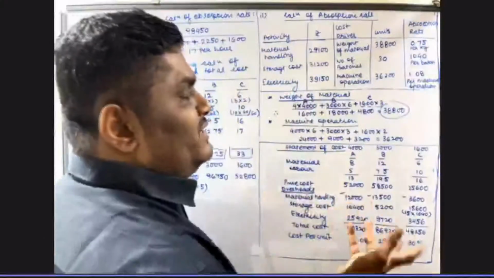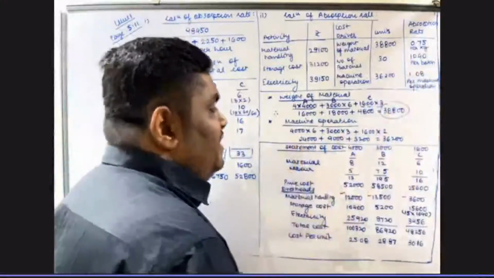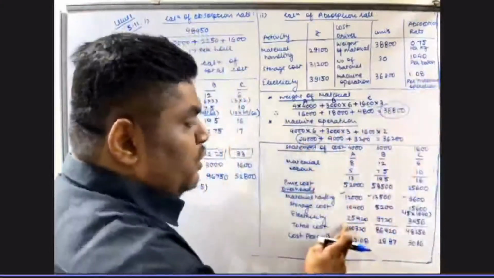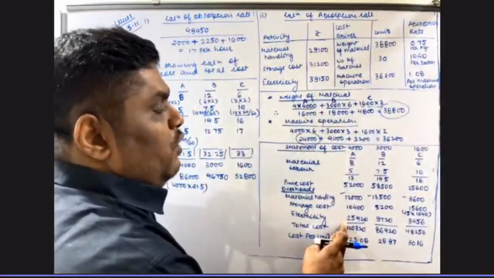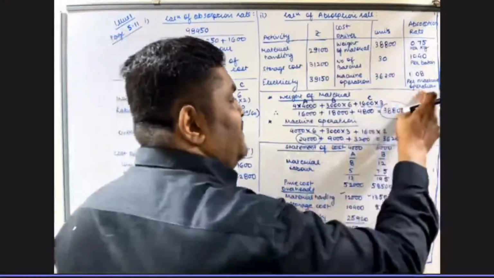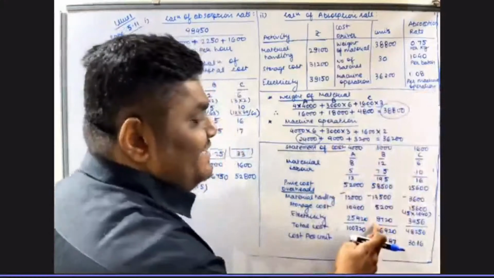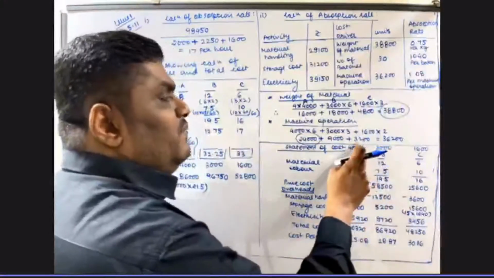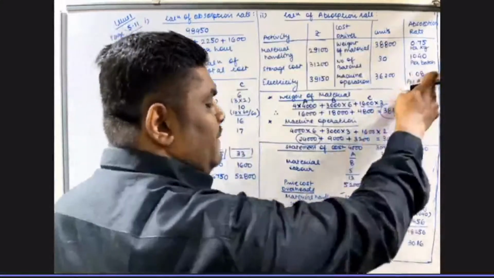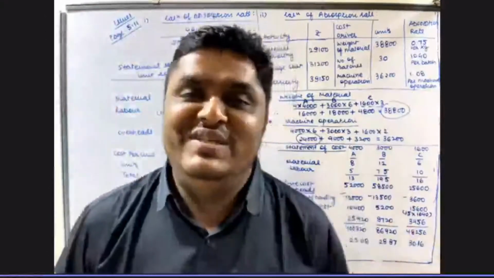So now we can easily distribute that 1.08 for every machine operation. What is the machine operation for A? 24,000. So 24,000 into 1.08, 25,920. Again, for B, 9,000 are the machine operations and the cost per machine operation is 1.08. So 9,000 into 1.08, 9,720. Similarly, the number of machine operations for C is 3,200. So 3,200 into 1.08, I got 3,456. So this is how the cost is distributed.